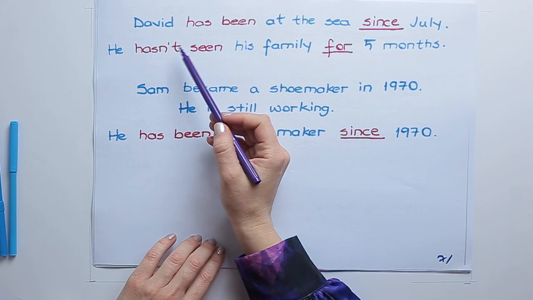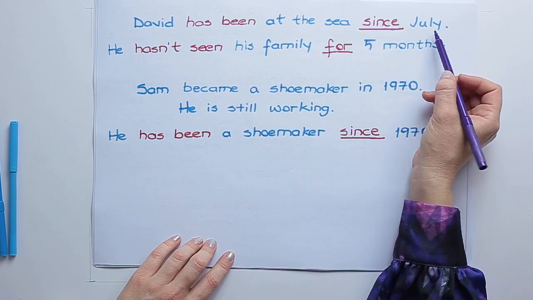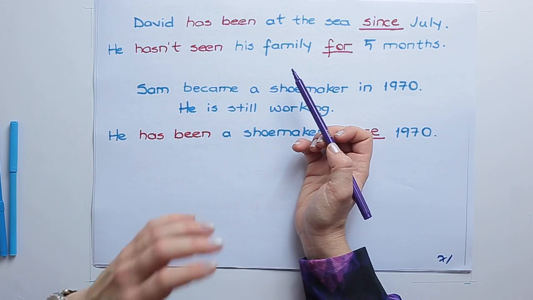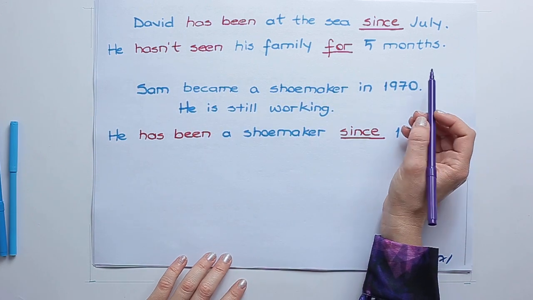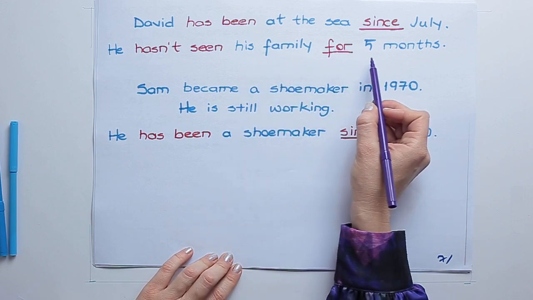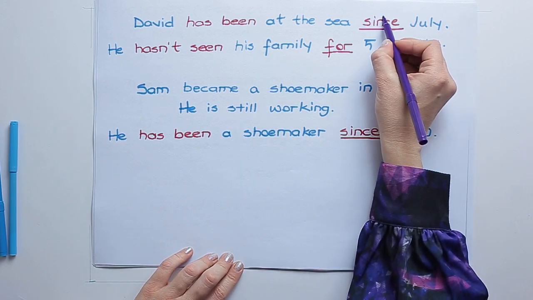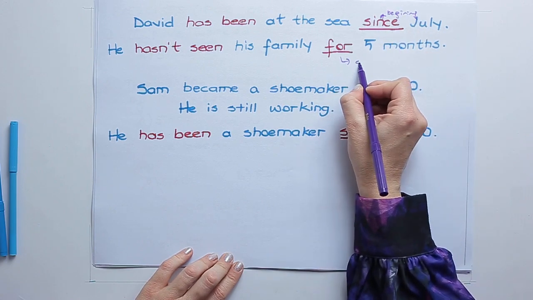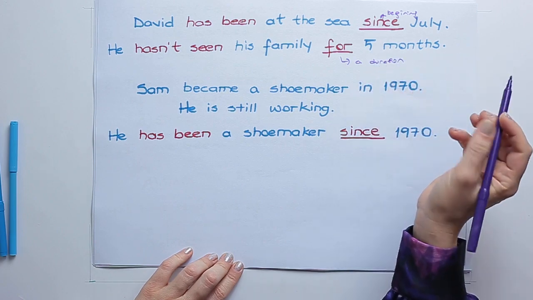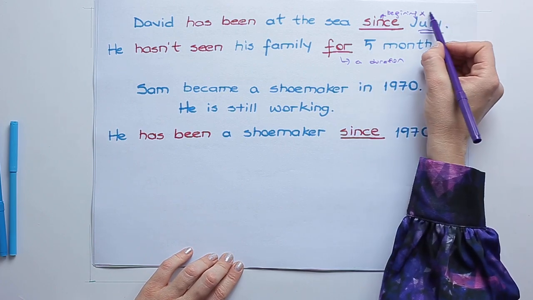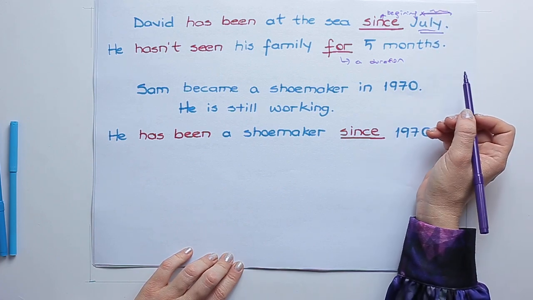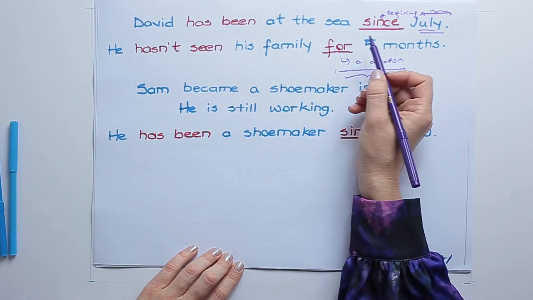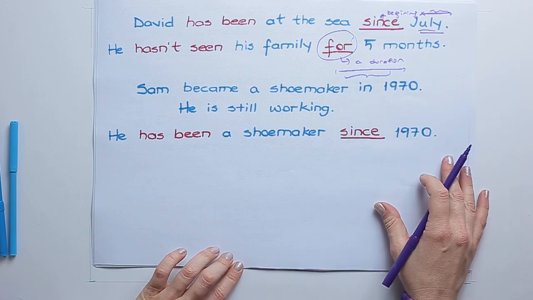For example, David has been at sea since July, so the state is still ongoing. He hasn't seen his family for 5 months. The state is still ongoing. As you can see, since refers to a beginning and for refers to a duration. So that's why they use July as a beginning point in the past, but still the state is ongoing. But 5 months is a duration on a timeline, that's why we use for.